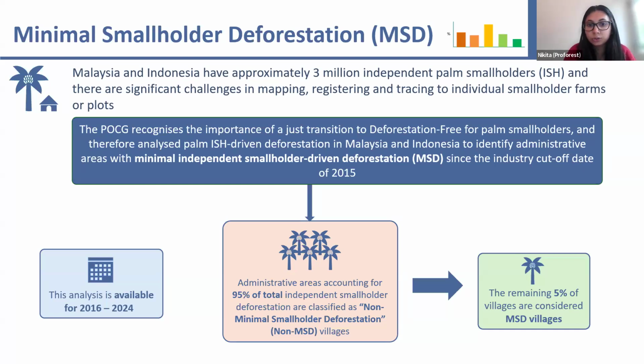And the threshold for identifying the areas of MSD or minimal smallholder deforestation versus non-MSD is administrative areas in Indonesia or Malaysia that have over 95% of total deforestation are classified as non-minimal smallholder deforestation, versus the ones that have less than 5% are classified as minimal smallholder deforestation.